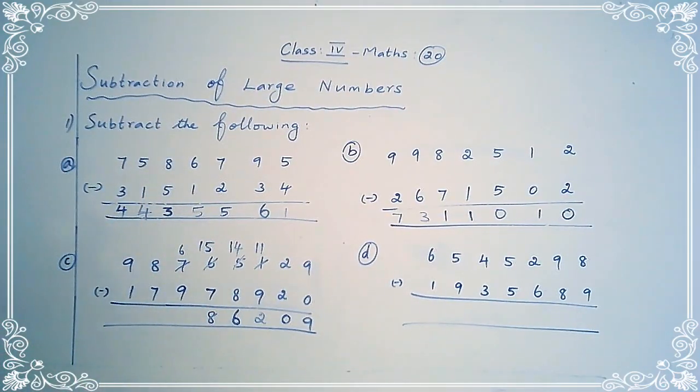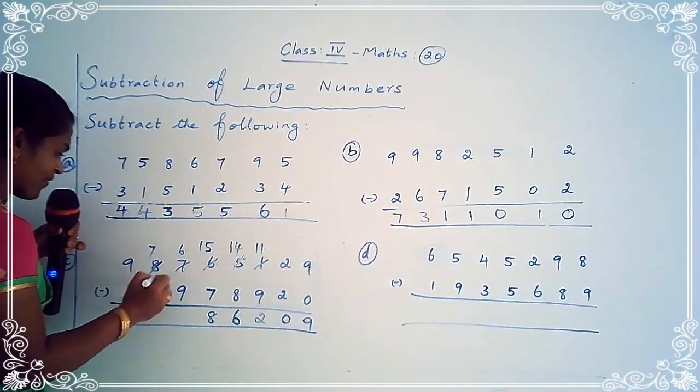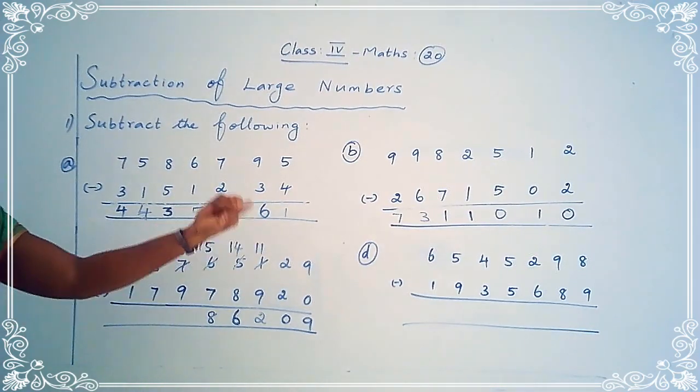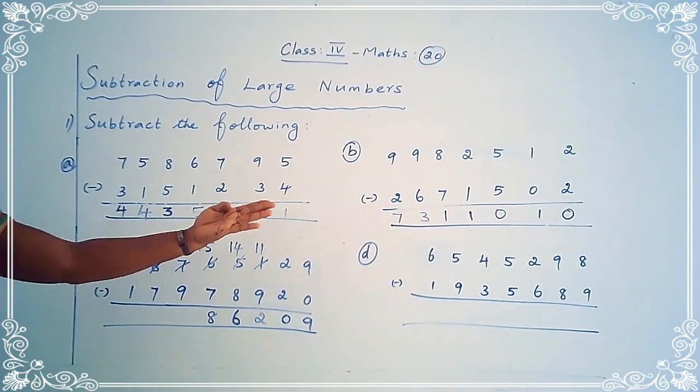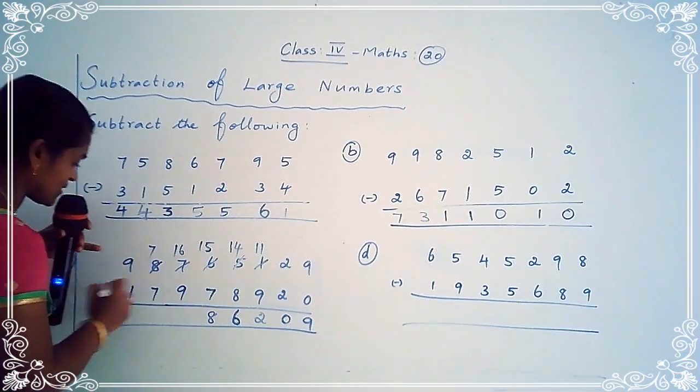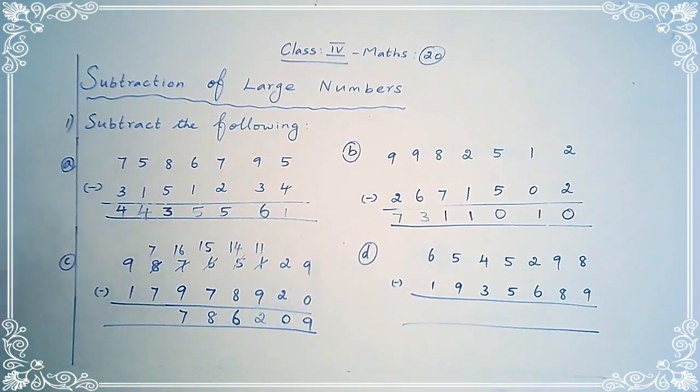Okay, clear? Yes. Now you come to the next place, 6 and 9. Here 6 is smaller than 9, so it cannot be subtracted. So you go to the next place and get a borrow. Now you borrowed 1. So 8 becomes 7 and 6 becomes 16. Now 16 minus 9. Counting after 9: 10, 11, 12, 13, 14, 15, 16. So how much? 7. So 16 minus 9 is equal to 7.